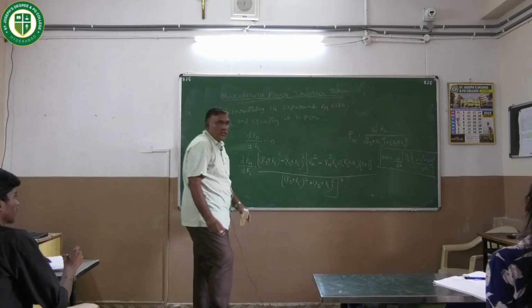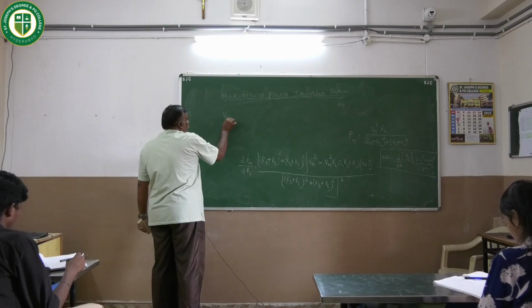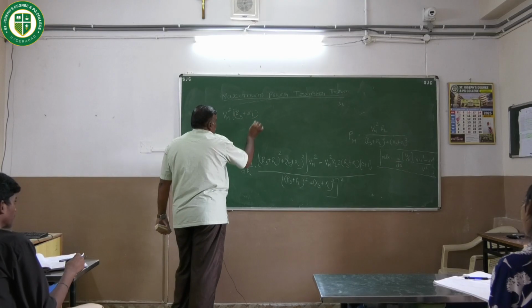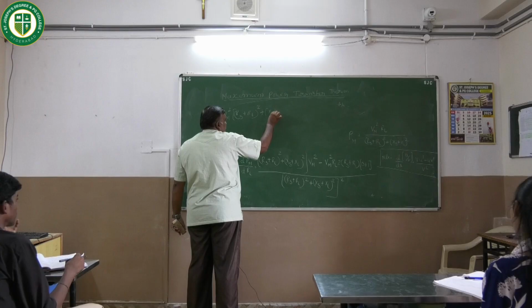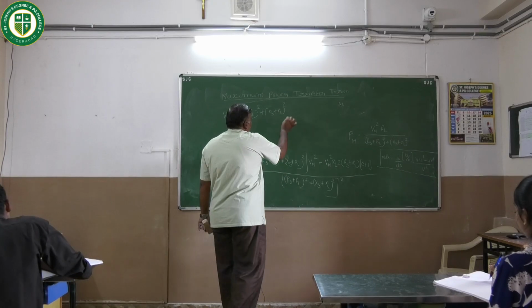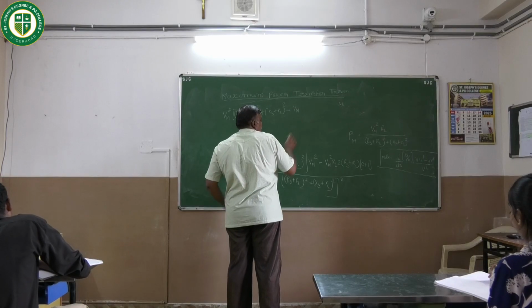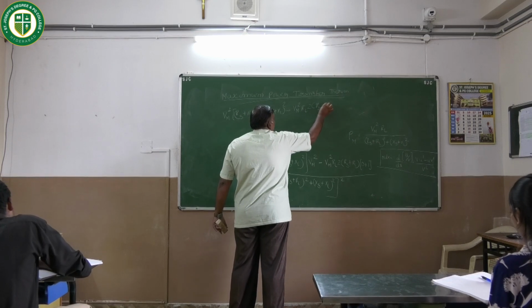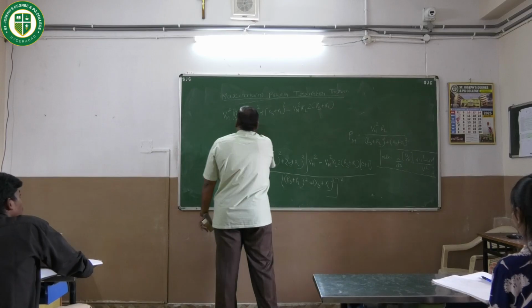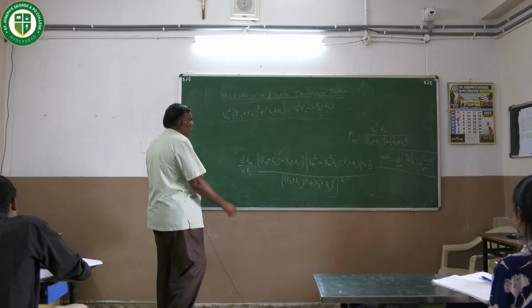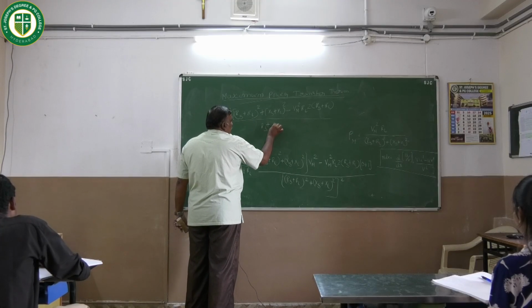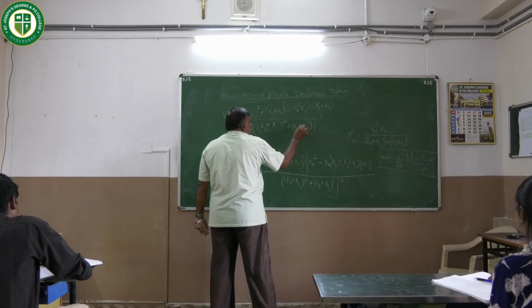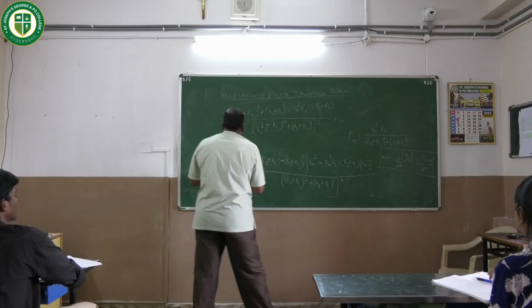This is V square. Is it clear? Vm square into (RS plus RL) whole square plus (XS plus XL) whole square, minus Vm square into RL into 2 (RS plus RL), by ((RS plus RL) whole square plus (XS plus XL) whole square) whole square is equal to 0. Am I right, class?